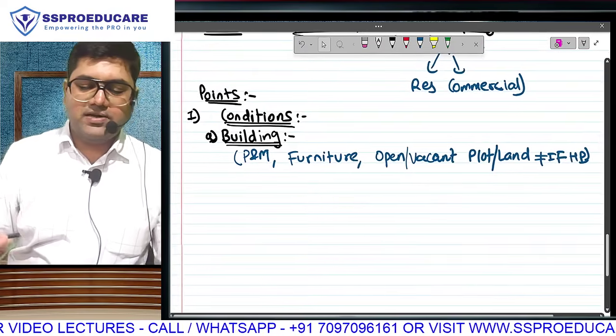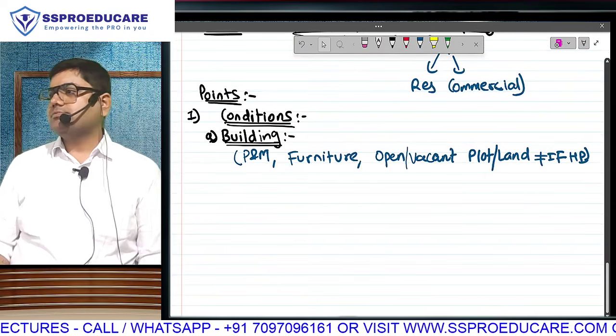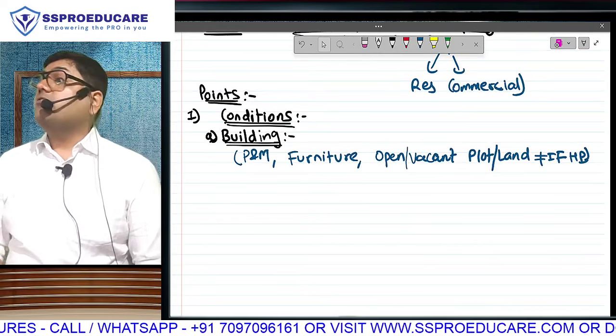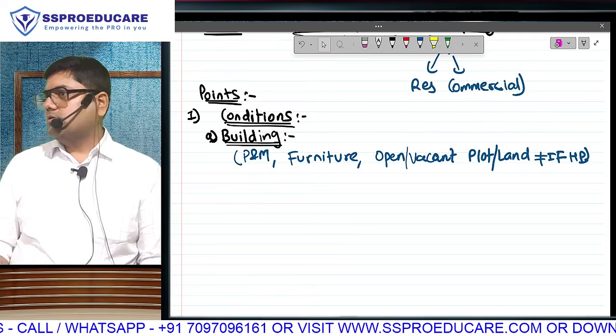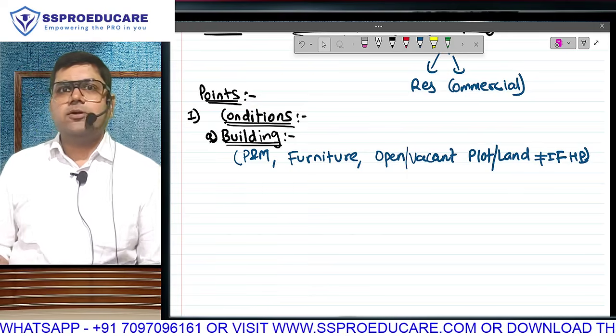Income from house property will arise only and only if the asset is building. Even if you give a land on rent, you consider that as property. It is not income from house property.